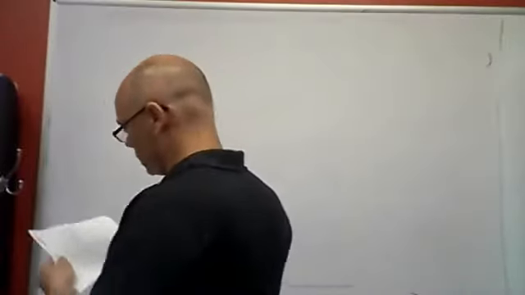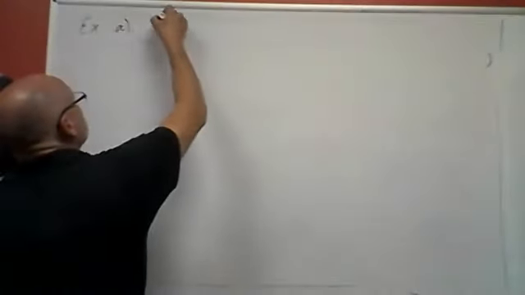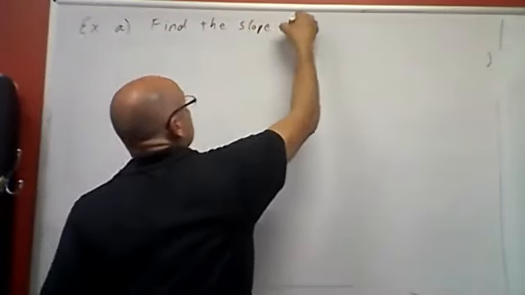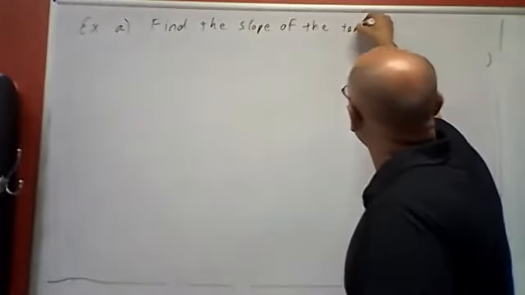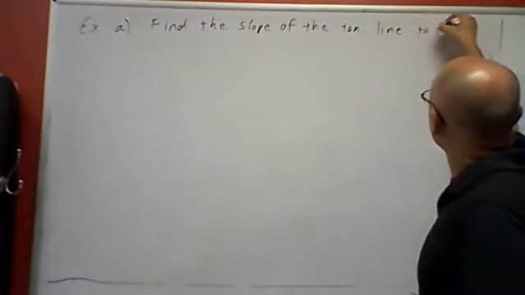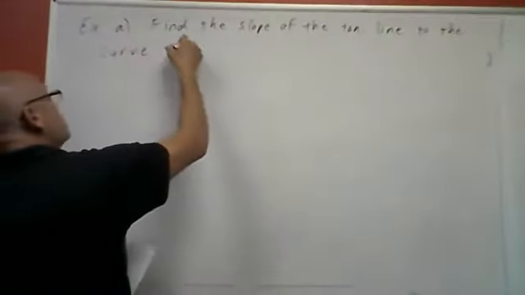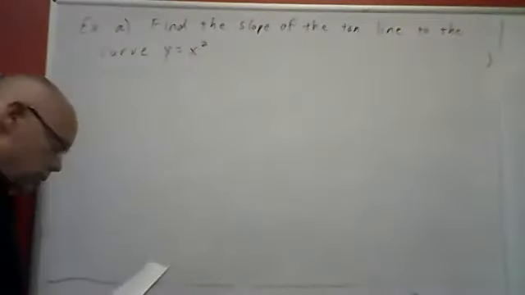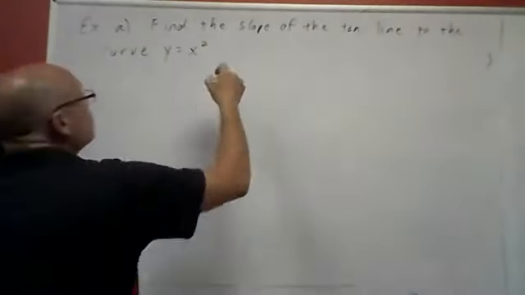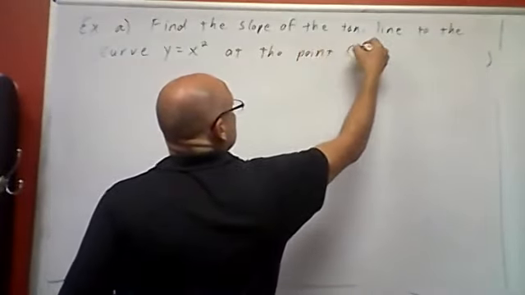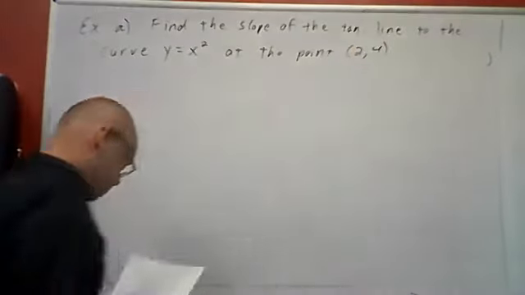Our first example is going to look something like part A. Find the slope of the tangent line to the curve y is equal to x squared at the point 2, 4.